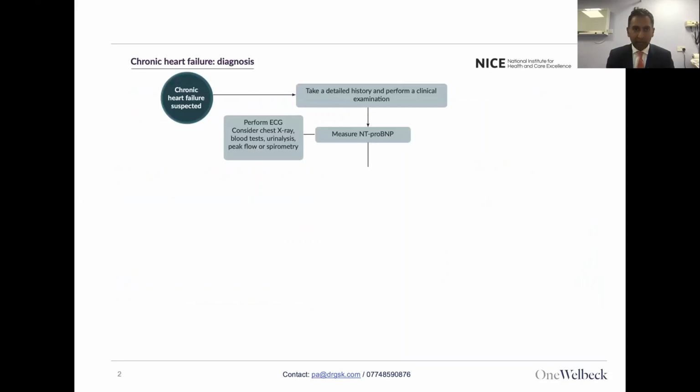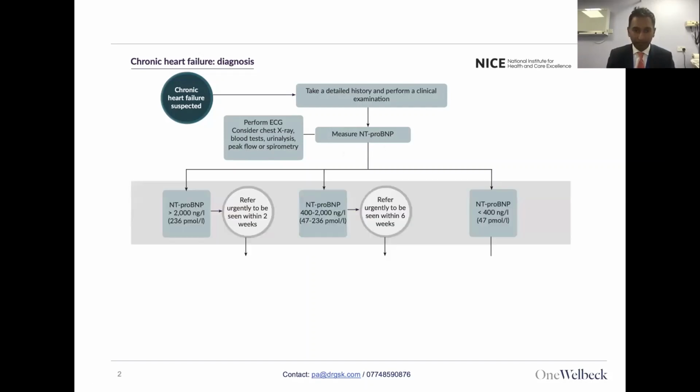So if you suspect heart failure, you start off with your history and examination. You measure your NT-proBNP level, you do an ECG, you think about other causes. So you get your chest X-ray, you're thinking about peak flow or spirometry. Obviously, spirometry is a bit more difficult now, as is peak flow, given the COVID pandemic. But certainly, you're going to think about those things and the other respiratory side of things. But actually, an NT-proBNP level really is easy in terms of giving you that clue as to what's going on.